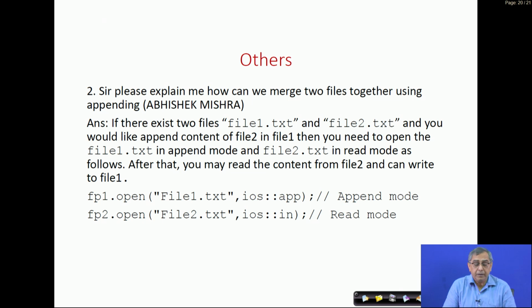If we assume that file1.txt and file2.txt are two files, and you want to append file2.txt to file1.txt, then open the first file in the append mode. We have shown how to do it, ios::app, that is the append mode, and open file 2 in ios::in, that is read only mode, and then you should be able to read symbols from one file and append to the other, right. But you can do it in several other ways also.